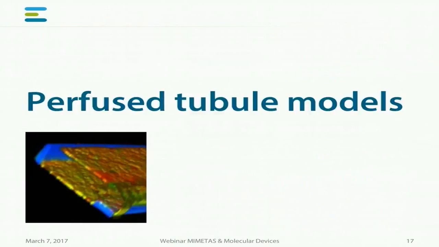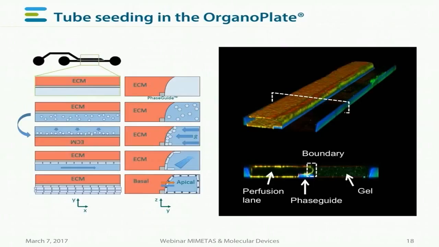Now some examples of perfused tubules inside organoplates. First, how do we make a tubule in an organoplate? Well, first we put down an empty extracellular matrix gel and allow it to set. Then we enter the cells inside the medium into the adjacent channel, and we allow the cells to sediment on top of the gel. You can do this by putting the plate on its side, or we can actually have the cells sediment to the bottom and they will grow out as well, depending on the cell type.